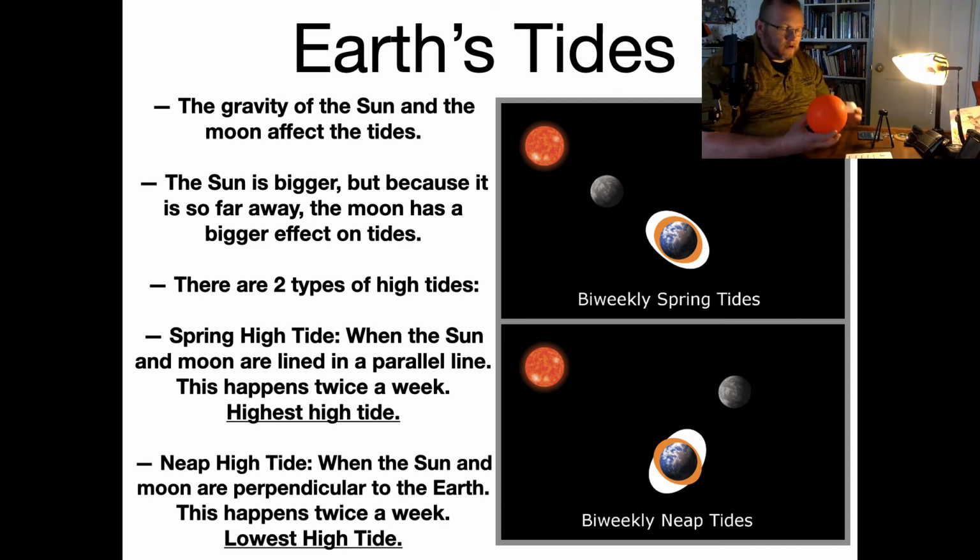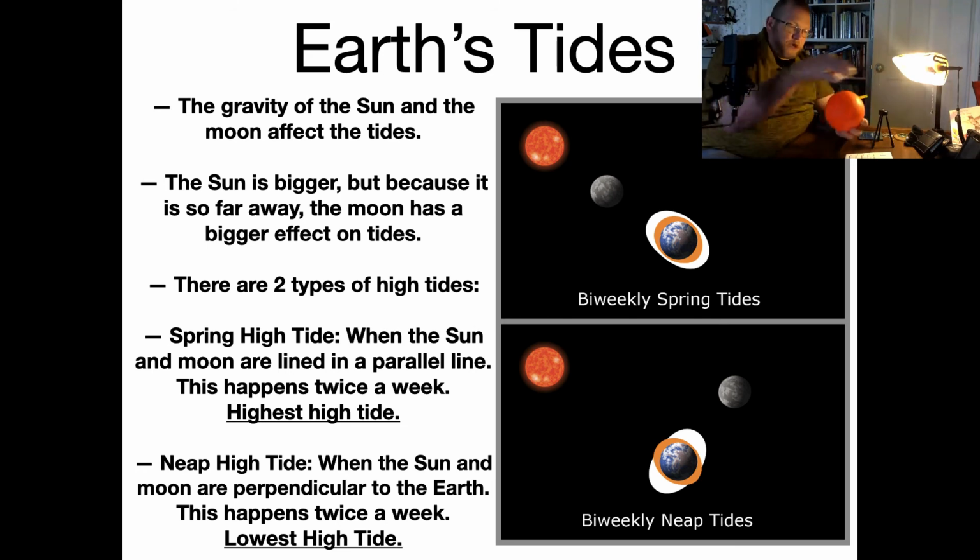Now, if the earth, the sun and the moon are lined up, it's called a spring high tide. It could be lined up like this. It could be lined up like this. It doesn't matter as long as they're in one line. That is a spring high tide. It's the highest of all the high tides.